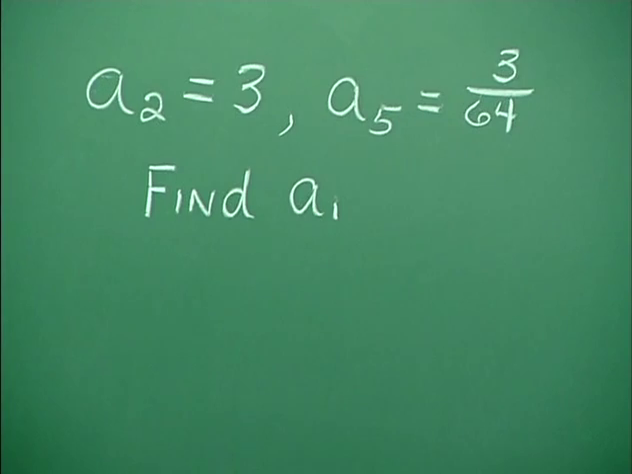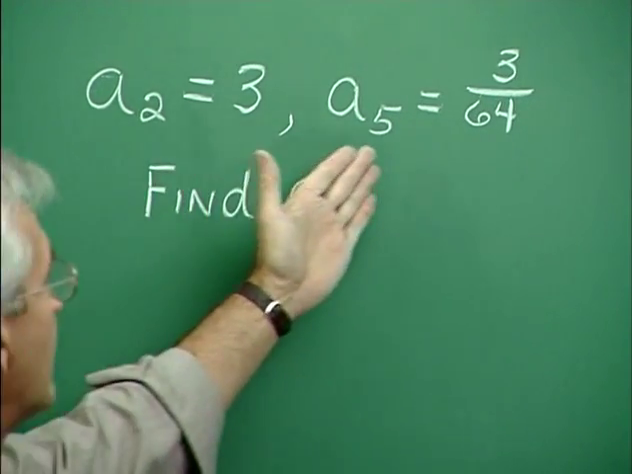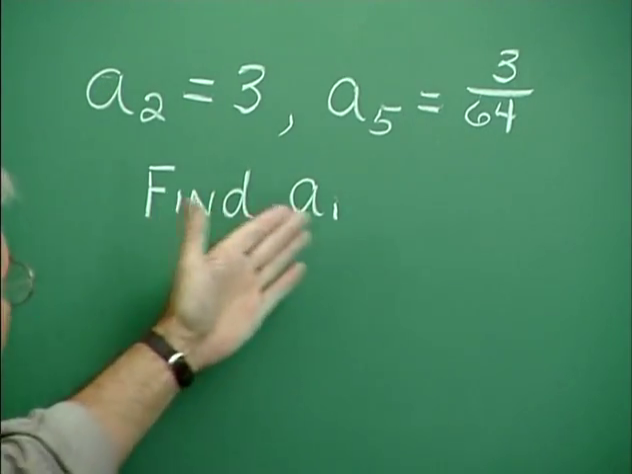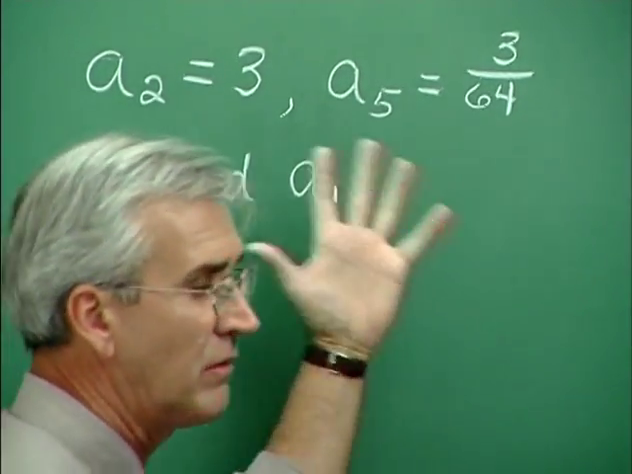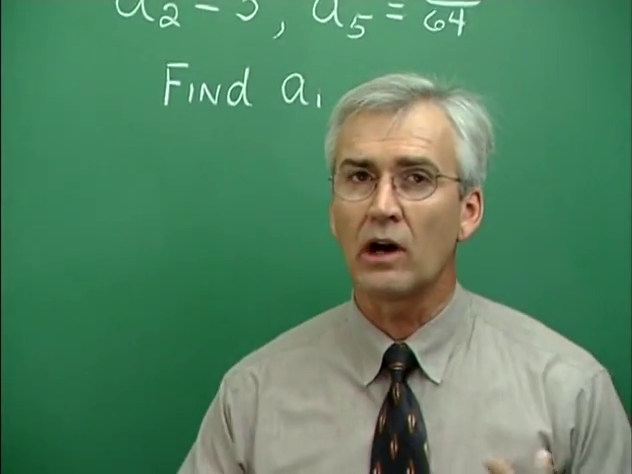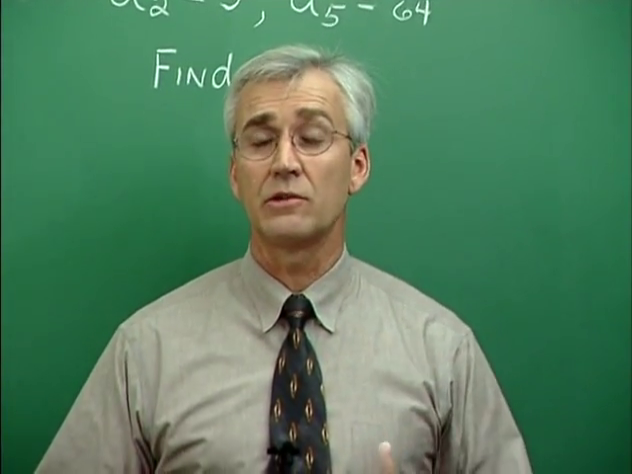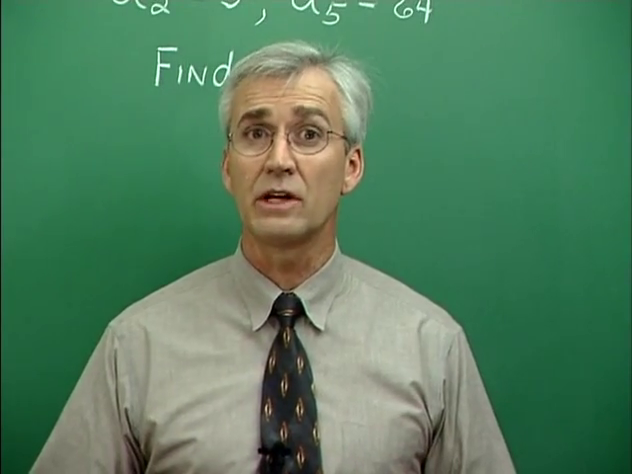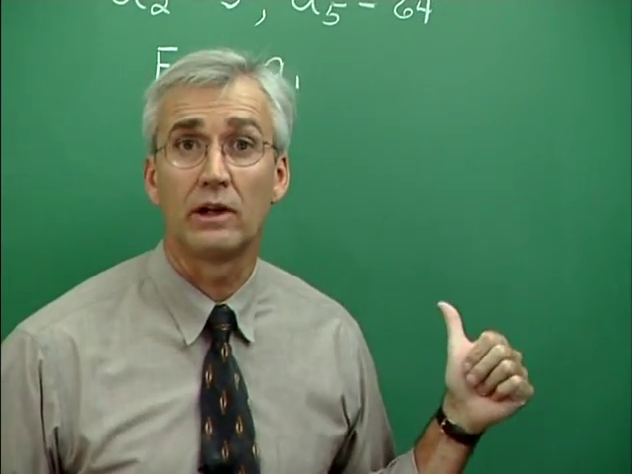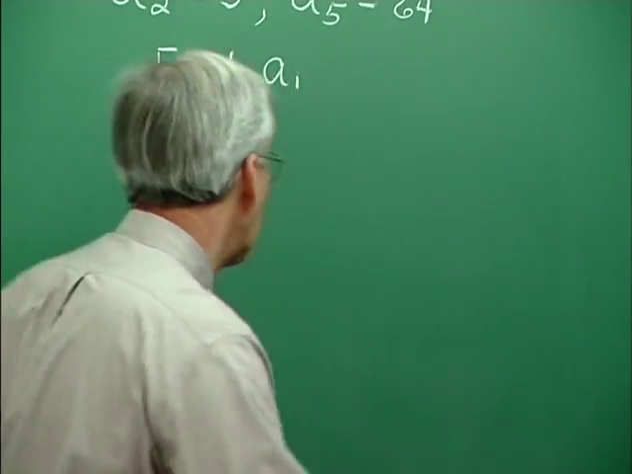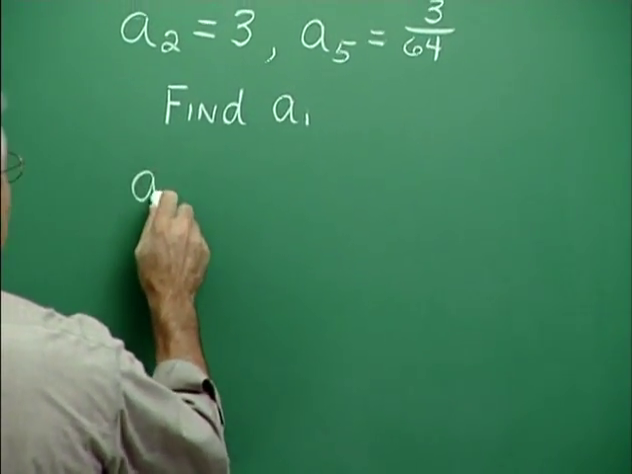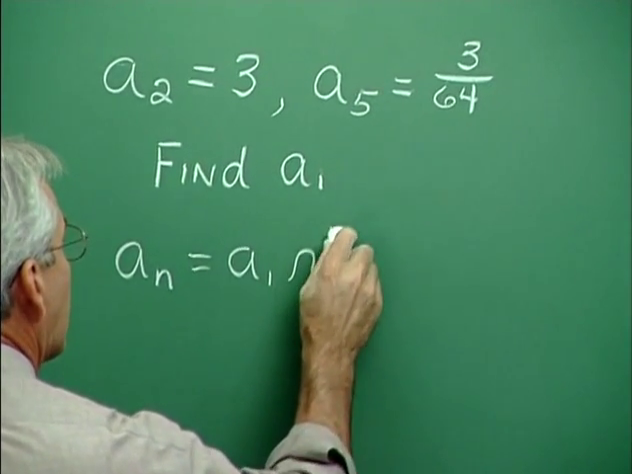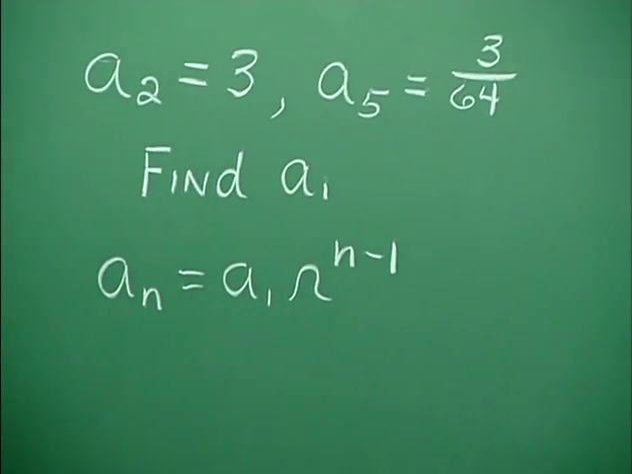Suppose we know that a sub 2 is 3 and a sub 5 is this fraction. We want to find a sub 1, and maybe the problem would ask to find a sub 20 or something else here. But regardless, we always start problems like this in pretty much the same way. We take this model for the nth term of a geometric sequence, and presumably we would be told that it was geometric here. But we would start with that notion. We would say, okay, the nth term is a sub 1 times r to the n minus 1, and just put in information that we know.